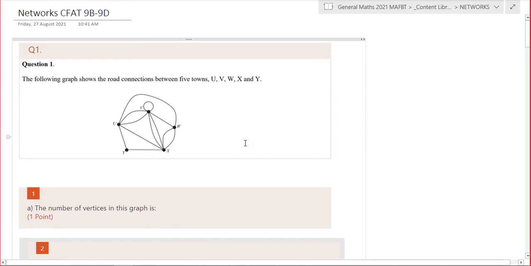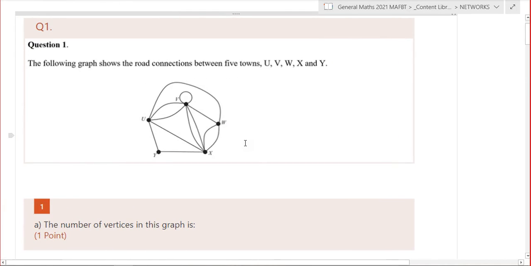Alright, so let's go through the first CFAT here. This one stumped a lot of you guys, and funny enough, I asked some of the other teachers about this question as well, and there were some divided opinions because it is a bit tricky. I'll show you what I mean as we go.